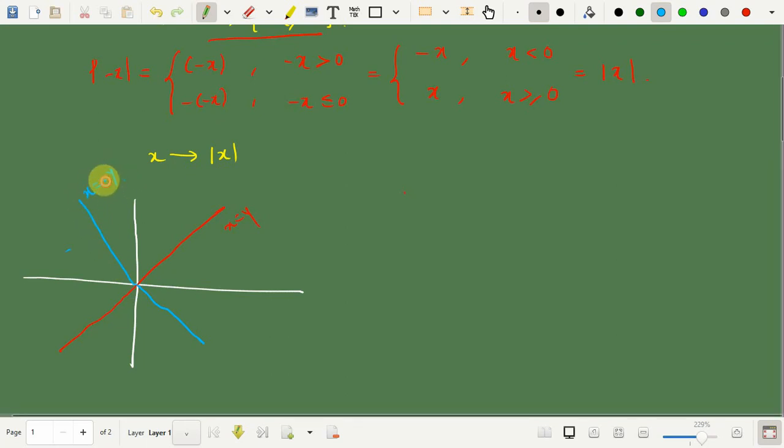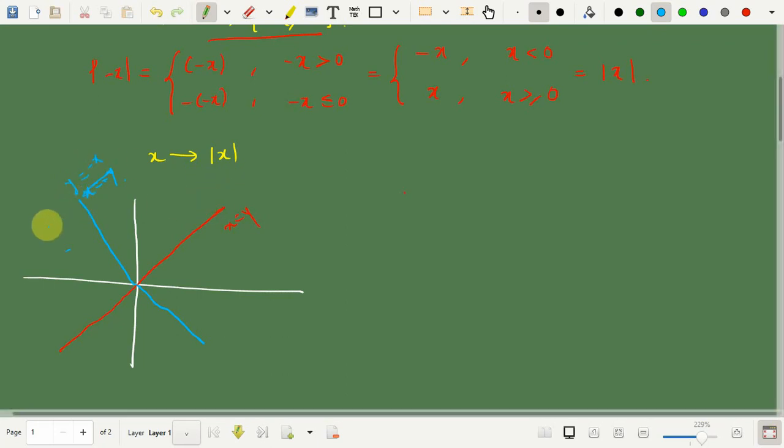So, or y is equal to minus x. I would take y is equal to minus x. So, y is equal to x and y is equal to minus x. So, you need to take the maximum of this x and minus x.